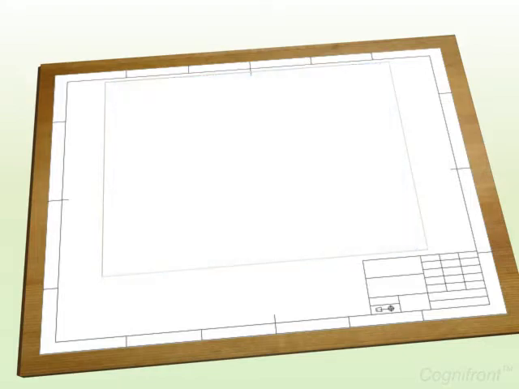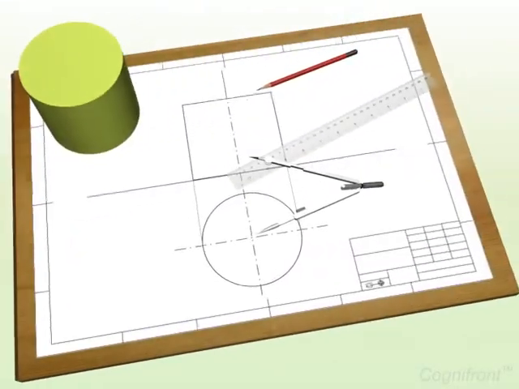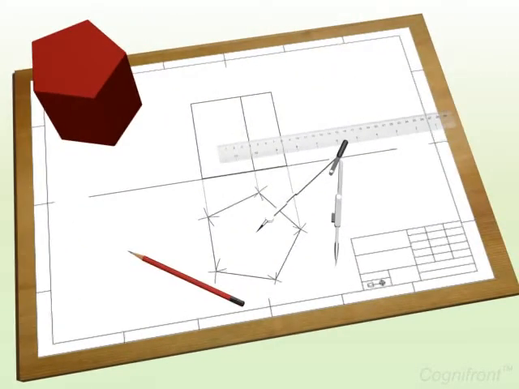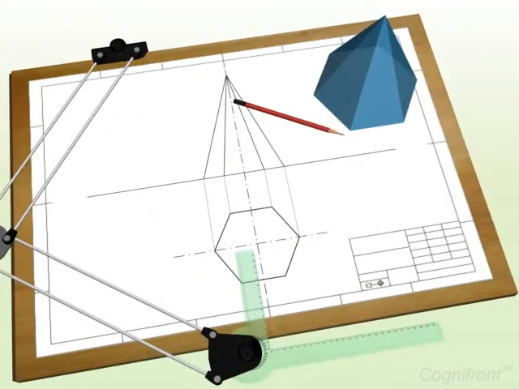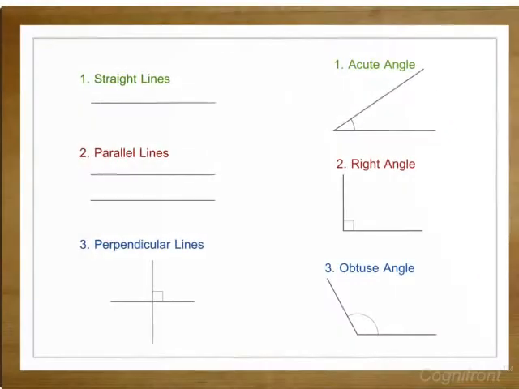But first, what is a geometrical construction anyway? Geometrical construction is a process of drawing different shapes and figures and manipulating them with the use of drawing tools. Okay, the study of geometrical construction starts by understanding lines and angles.